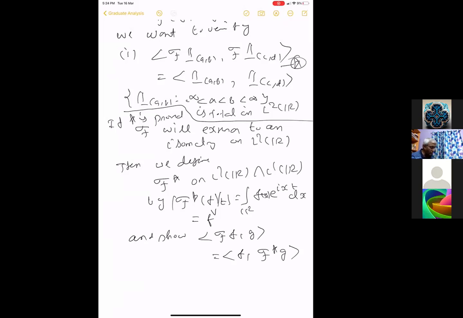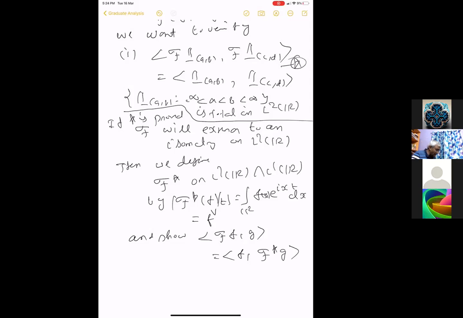So I first define the Fourier transform on the intersection. Then I prove that it preserves the inner product on the total subset, which is the set of all indicator functions or characteristic functions. So that will make sure I get an isometry on L2 of R. Then I prove the inverse Fourier transform and show that it is actually an adjoint of this. And the inverse Fourier transform is almost the same as that.